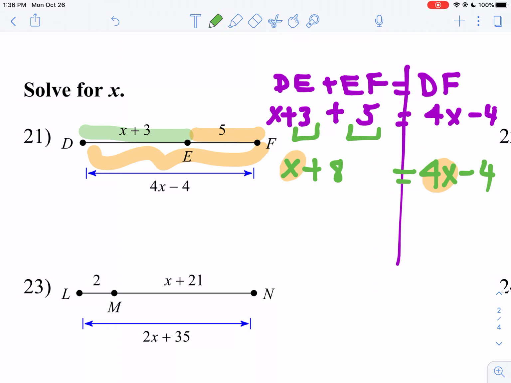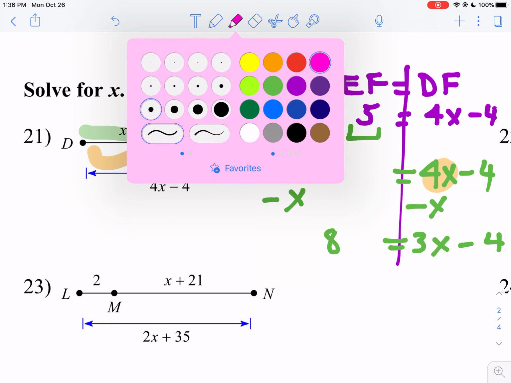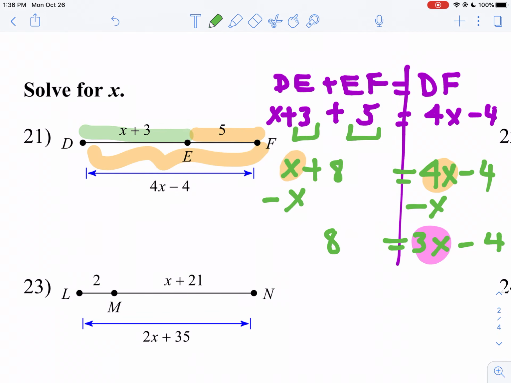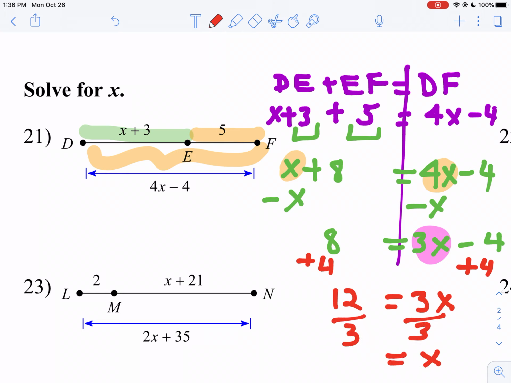So what I would do next is take away an x from both sides, and I will get 3x on the left and minus 4 on the right hand side. Now the idea of solving is to get the variable by itself. So you get the 3x by itself by adding 4 to both sides. That gives you 3x equal to 12, and the last step is to divide by 3 and get x by itself. You can show as little or as much work as you like. So you will have x equal to 4. Hopefully you check the answer in the back, and that is the correct answer. This is what you do with these kinds of problems.